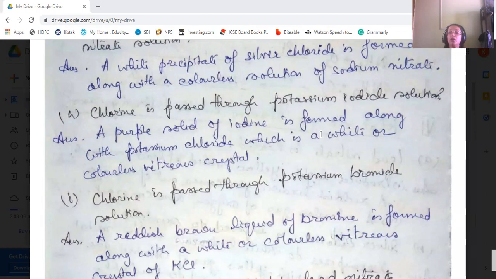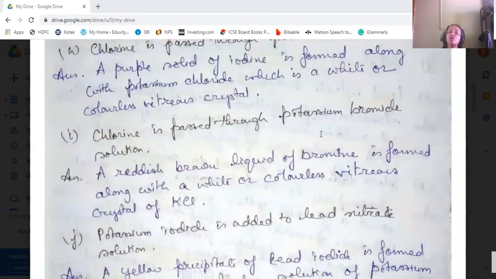Potassium iodide is a solution, and chlorine is a greenish yellow gas. So it will change into a purple colored solid. That will be of iodine, and a white colored crystal will be formed that will be of potassium chloride.